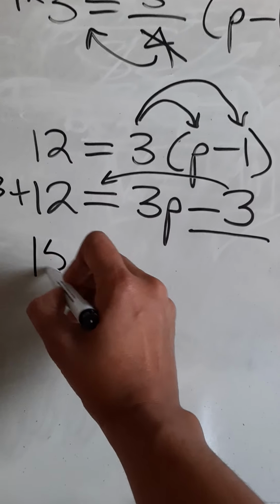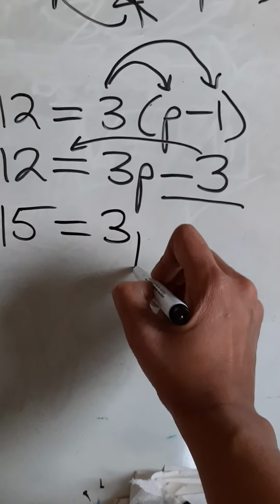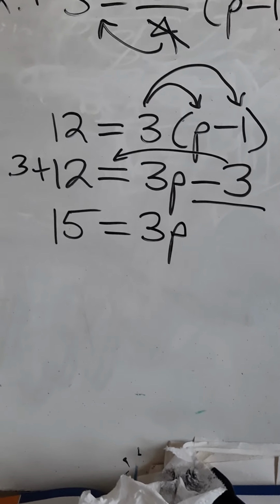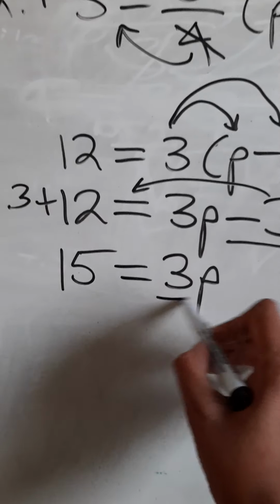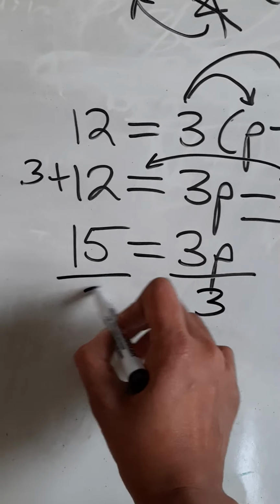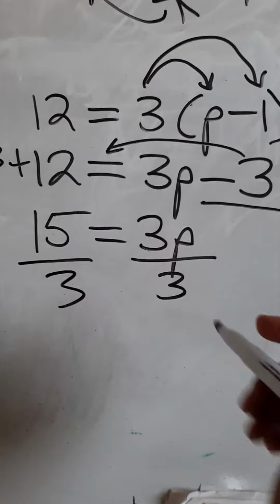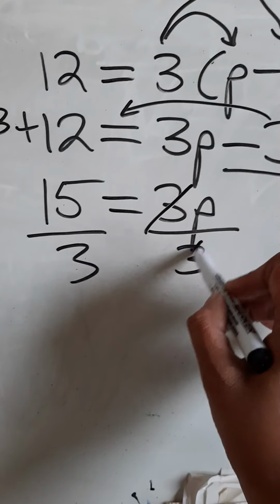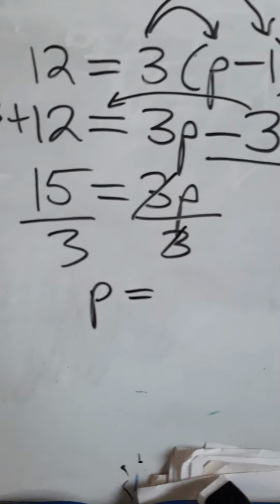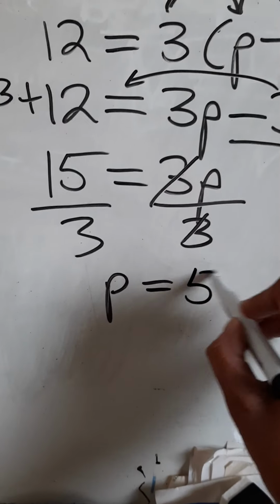Okay, so 12 plus 3 is 15 equals 3p. And then I'm going to divide by 3 on both sides to get the value of p. So p, let's cross it out. p is 15 divided by 3, so p is equal to 5.